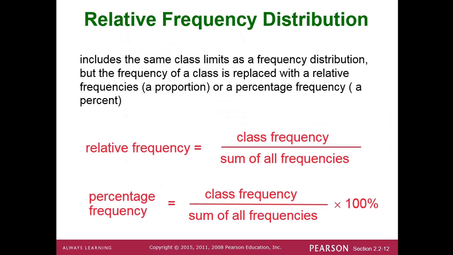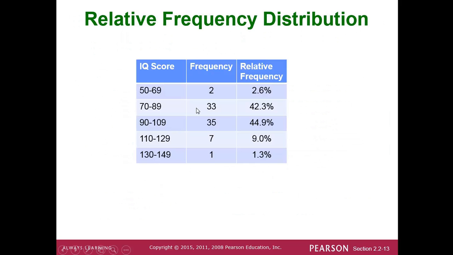Relative frequency basically means that you're taking the frequency in that class. For example, 33 children scored between 70 and 89 on their IQ test. You would take that and divide by the total number, and it gives you a percentage. So relative to the total, you're gaining a percentage that fell in that class. There are a total of 2 plus 33 plus 35 plus 7 plus 8 for a total of 78 children. 33 divided by 78 is 42.3%.